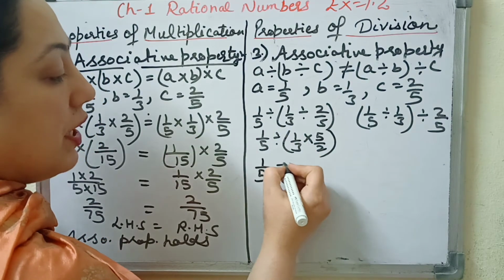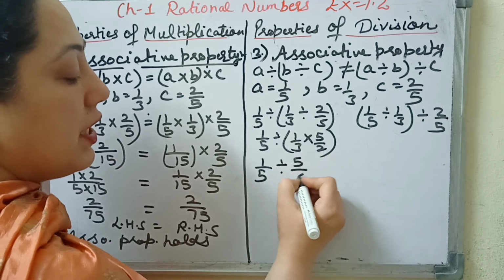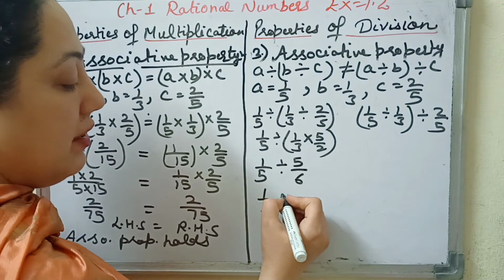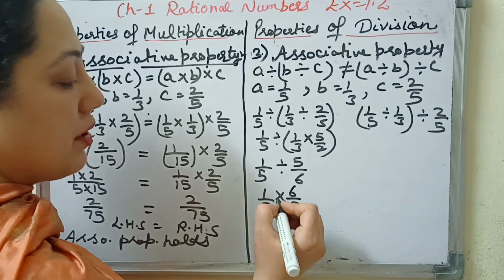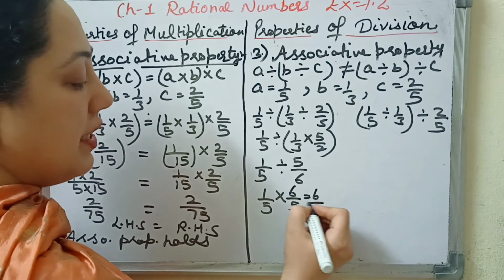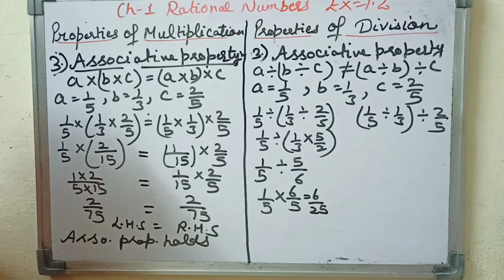And it is 1 over 5 divided by 1 5s are 5, 3 2s are 6. Again divide is converted into multiplication and the term is reciprocal. And the answer here is 6 over 25.